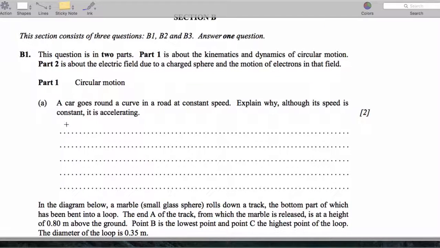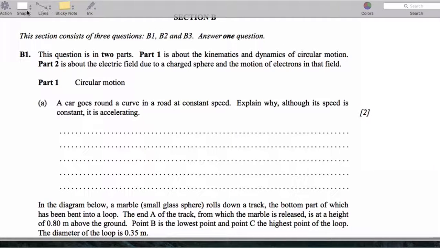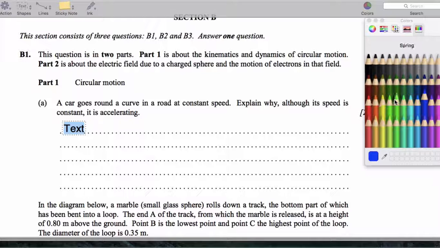First, according to Newton's first, you know what? I'm going to type this because you don't want to read my writing. You really don't want to read my handwriting. So let me just grab a little text box. Whoa, that's not what I wanted. Okay. There we go. Let's just type a little bit here.